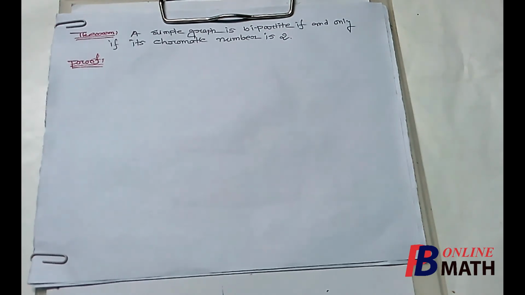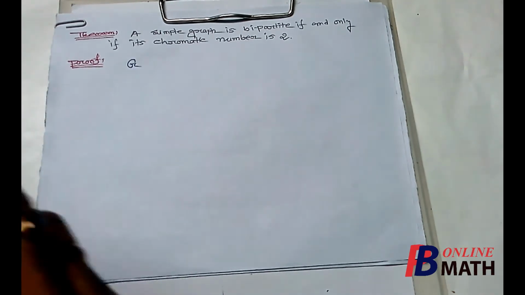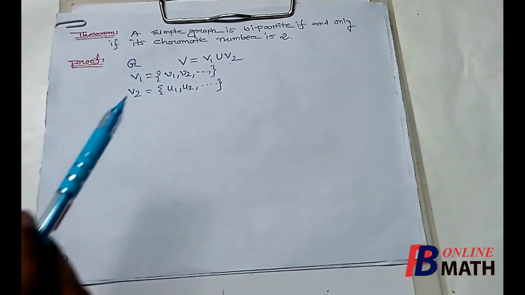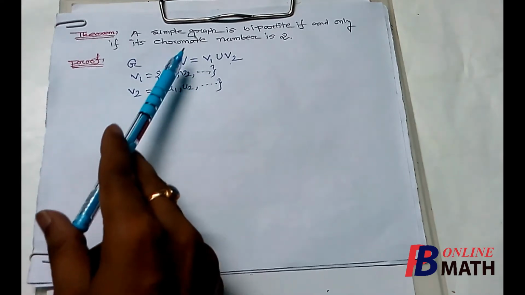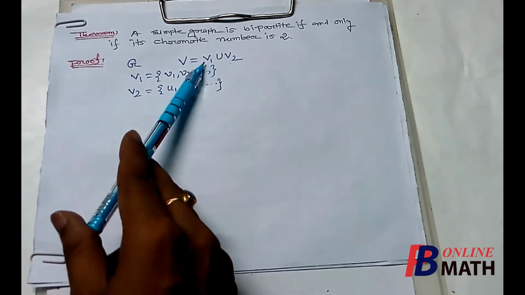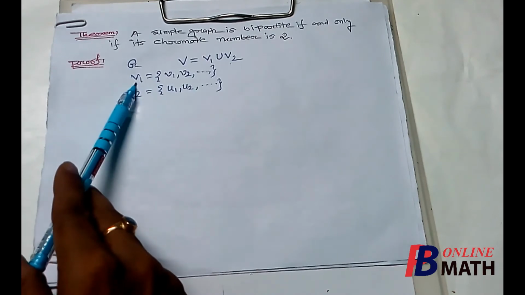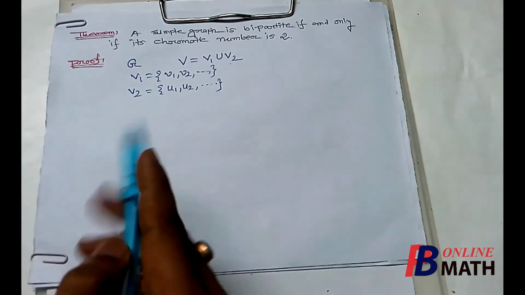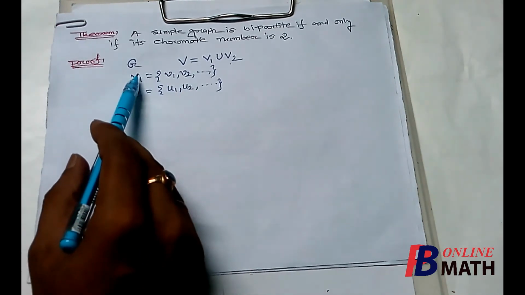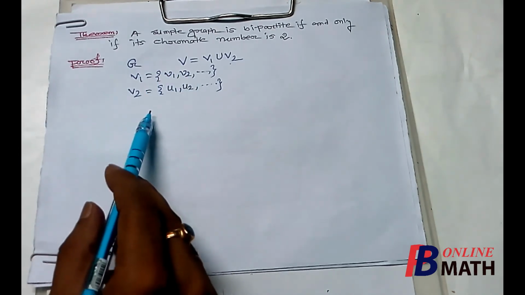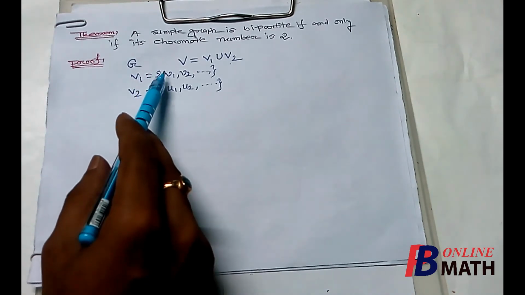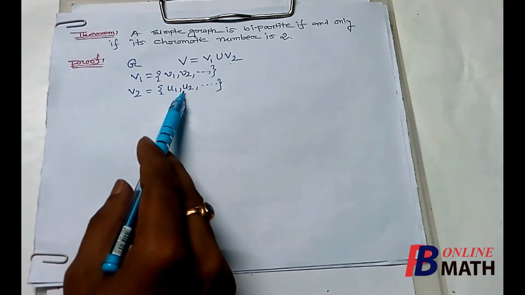First we assume that a simple graph is a bipartite graph. So we assume that G is a bipartite graph. We know that a bipartite graph is a graph where the set of vertices can be subdivided into two subsets V1 and V2, where V1 contains some vertices and V2 contains some other vertices, in such a way that no two vertices of V1 are adjacent and no two vertices of V2 are adjacent. But there may be an edge between a vertex of V1 and a vertex of V2.